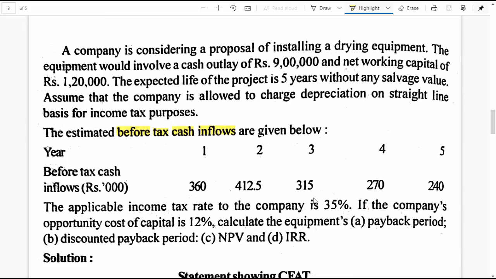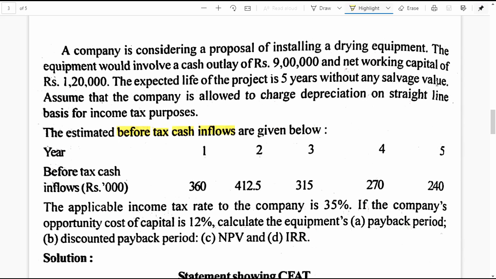Let's get into the problem. A company is considering a proposal of installing a drying equipment. The equipment would involve a cash outlay of 9 lakh rupees and a net working capital of 1,20,000 rupees. Altogether, the cash outflow on this project would be 10,20,000 rupees. The expected life of the project is 5 years without any salvage value.